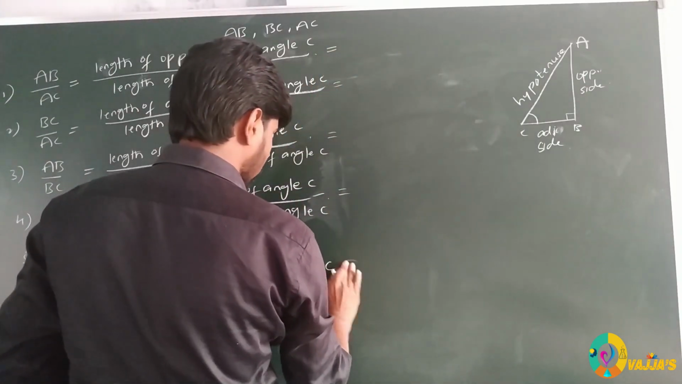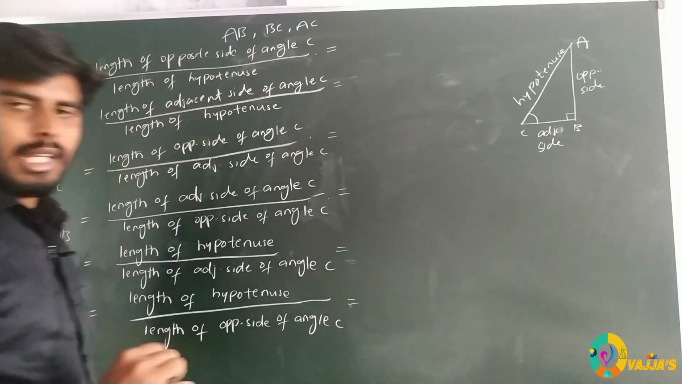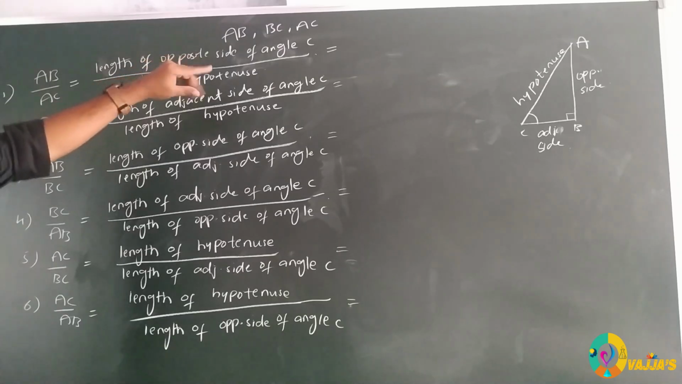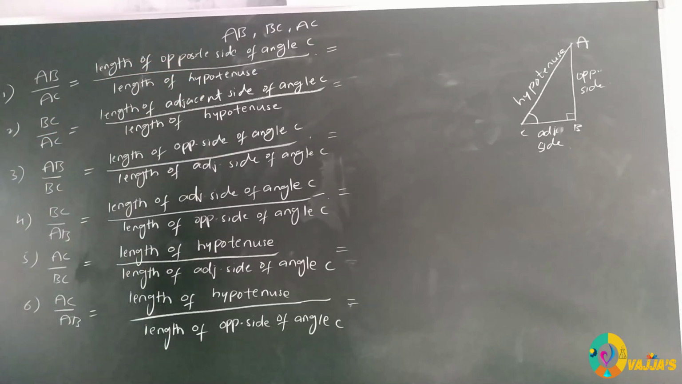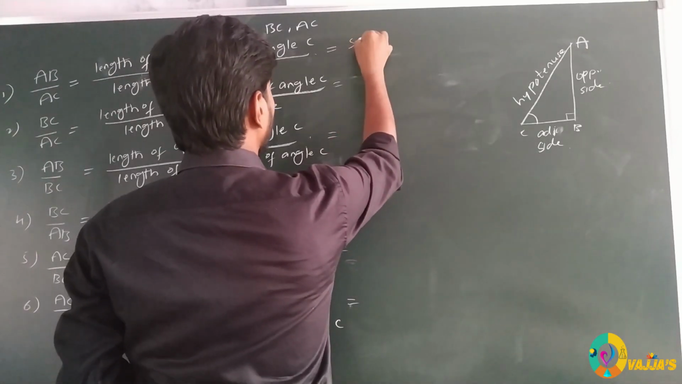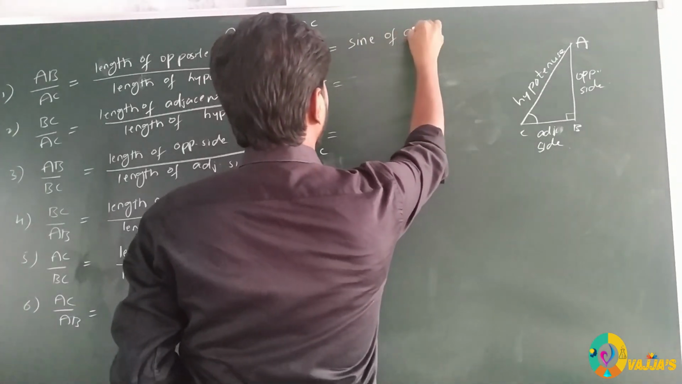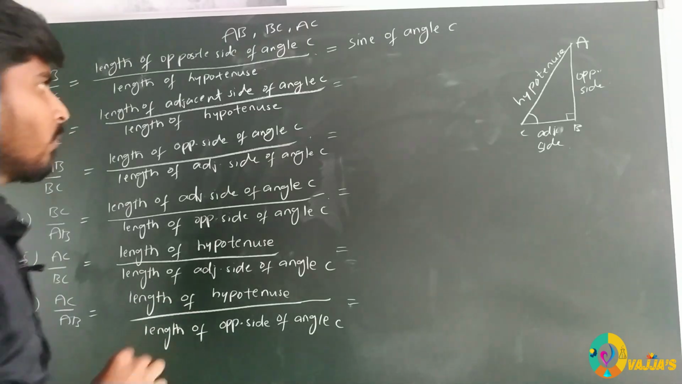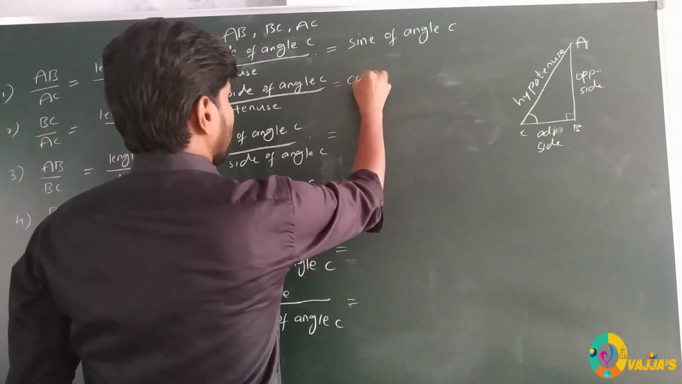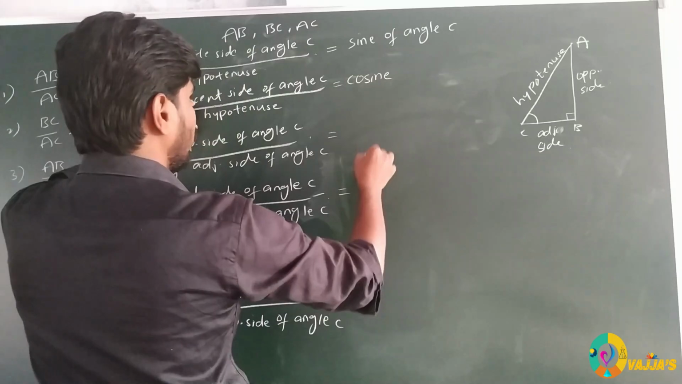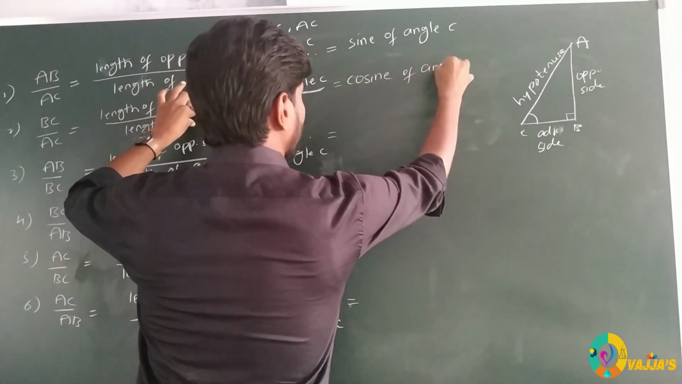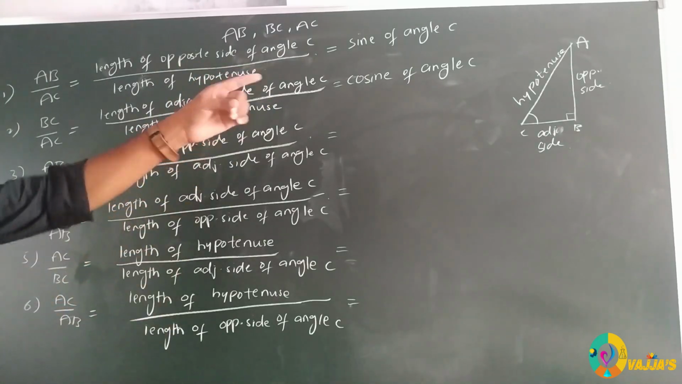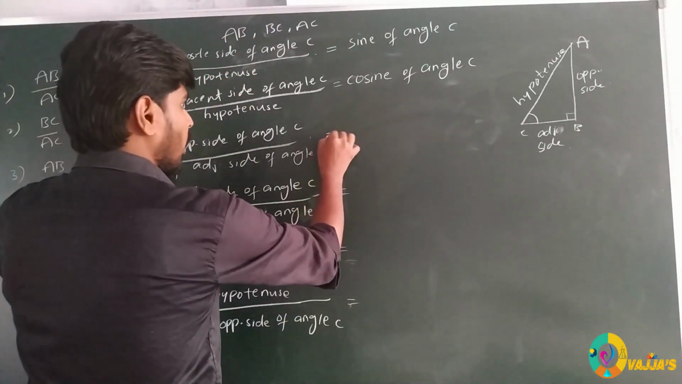Next, to these ratios I am giving a name here. What is that? To the length of the opposite side of angle C by the length of hypotenuse, I am giving a name. What is the name? Sine of angle C. Sine of angle C. And here I am giving a name to this ratio, cosine of angle C. Cosine of angle C.